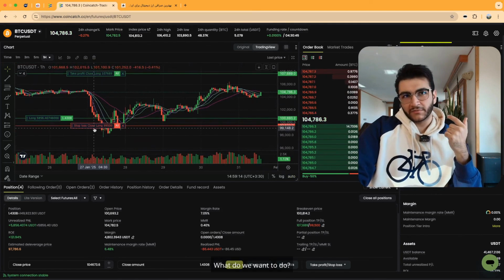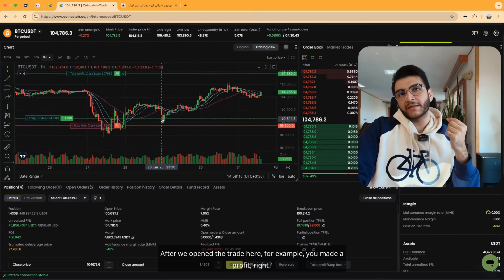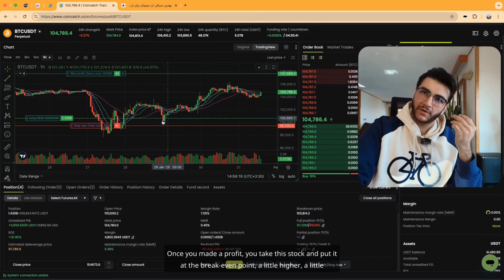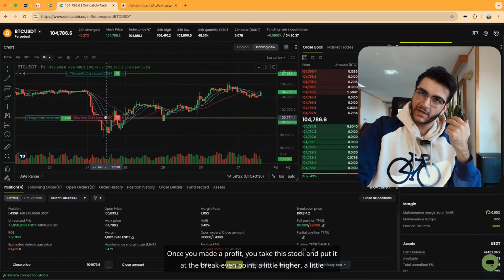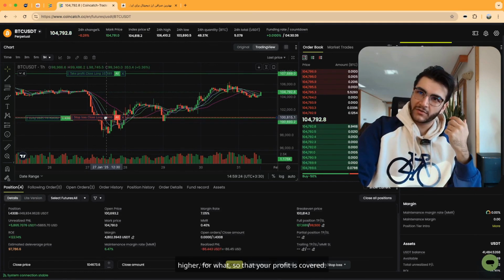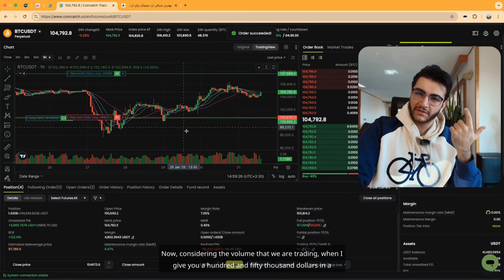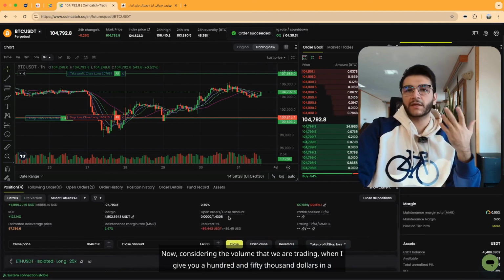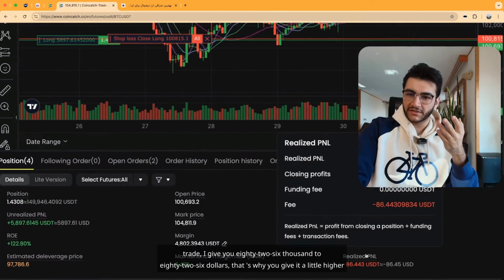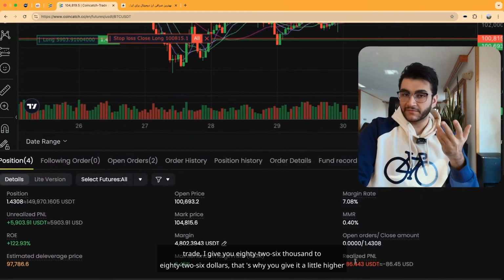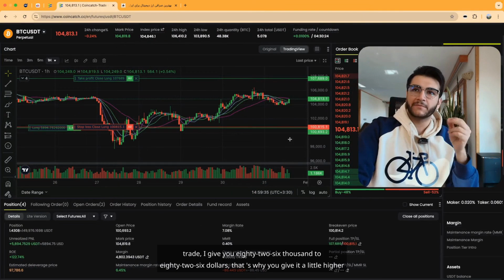What do we want to do? After we open the trade here, for example, you made a profit, right? Once you made a profit, you take this stop and put it at the break-even point, a little higher, for what? So that your profit is covered. Now, considering the volume that we are trading, when I give you $150,000 in a trade, I give you $86,000 to $86,000. That's why you give it a little higher.